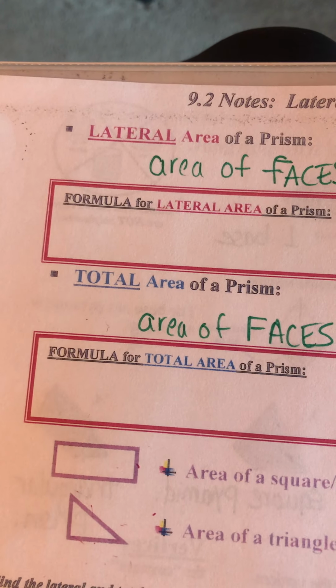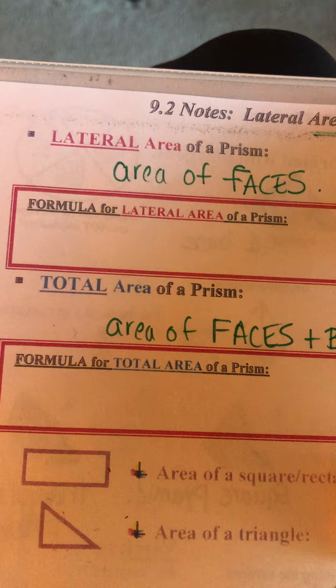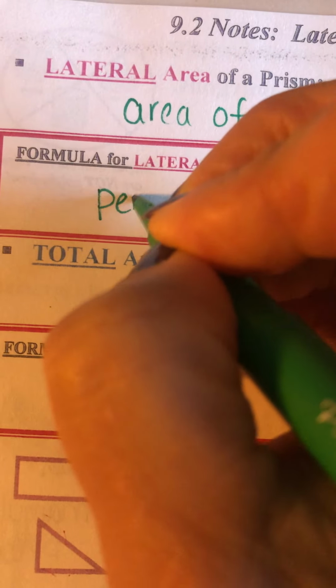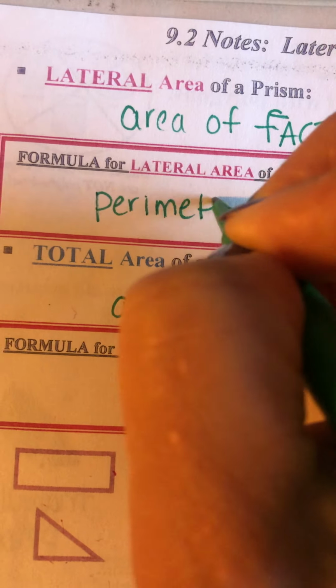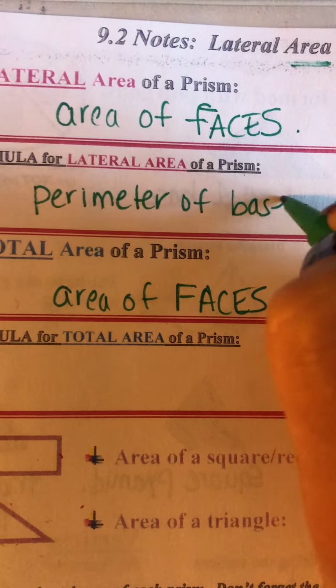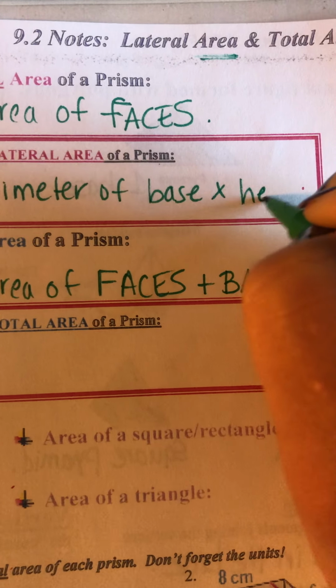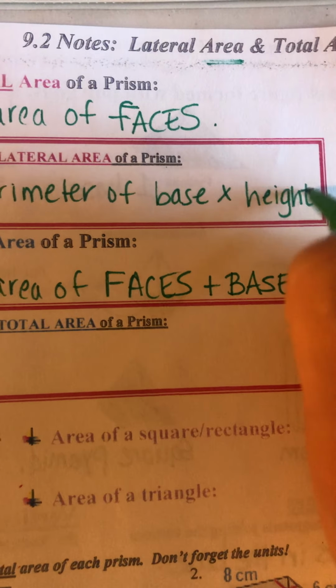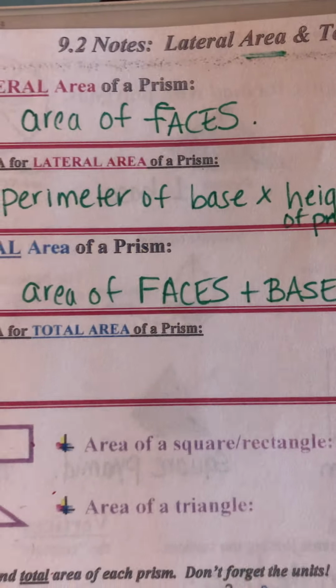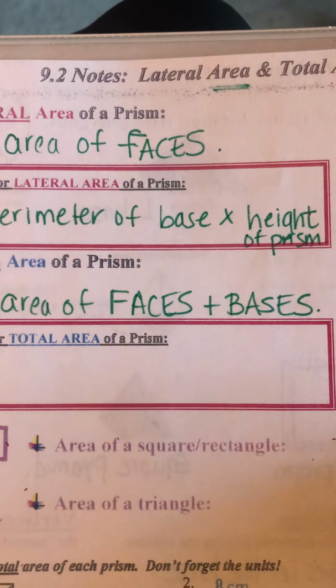We have two formulas that we're going to learn here, and the first one is the formula for lateral area of a prism: perimeter of base times height. And the height here is the height of the whole prism. Perimeter of base times the height of the prism.